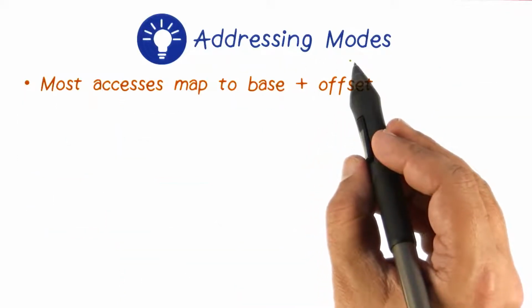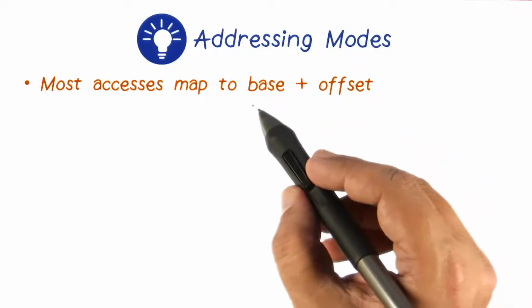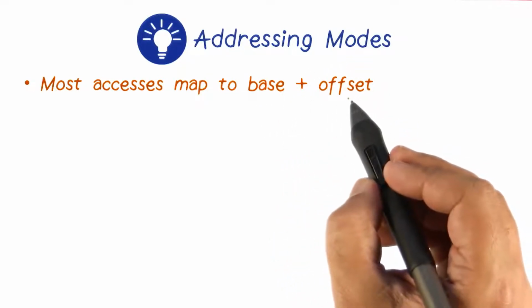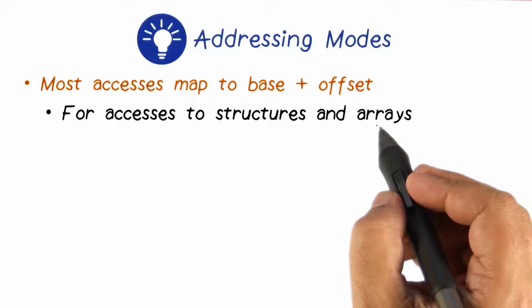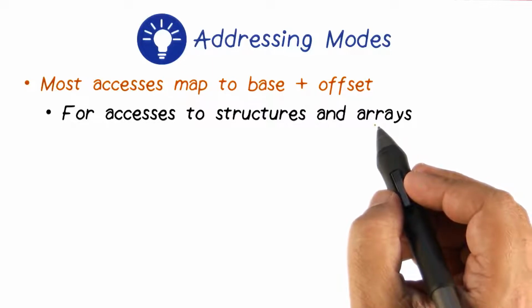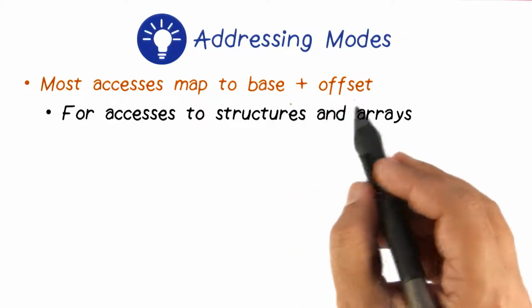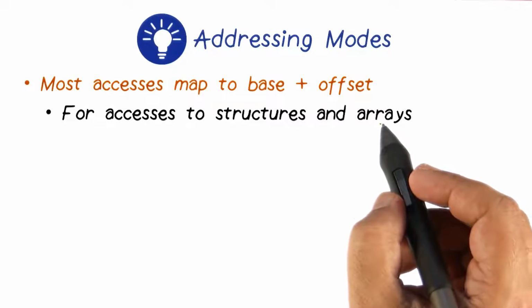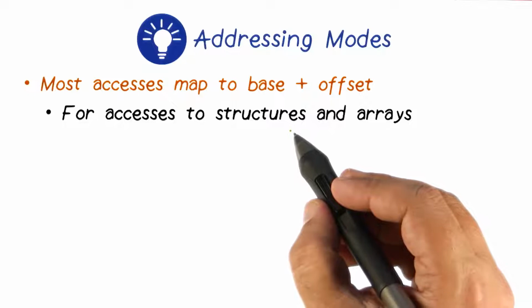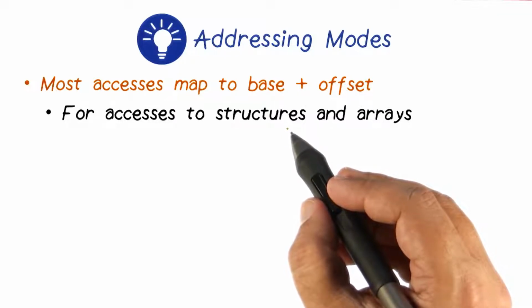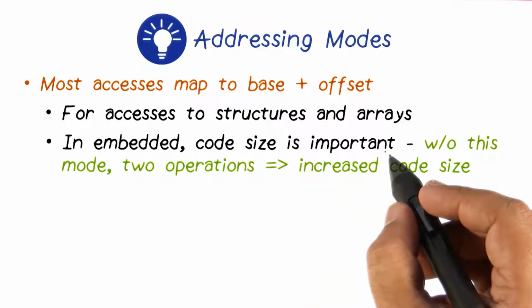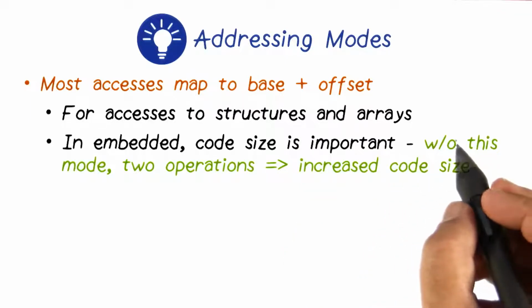Although many different modes are supported, in the embedded world, many accesses still get mapped to the base plus offset type of processing. For example, when we want to access an array element, the base of the array is the starting point of the 0th element of the array, and the index is used for generating the offset, and the two are added to access a particular array element. Similarly, for structures, by laying it out in the memory, the compiler generates the offsets and adds those to the starting point where the structure resides in the memory, using that as the base address.